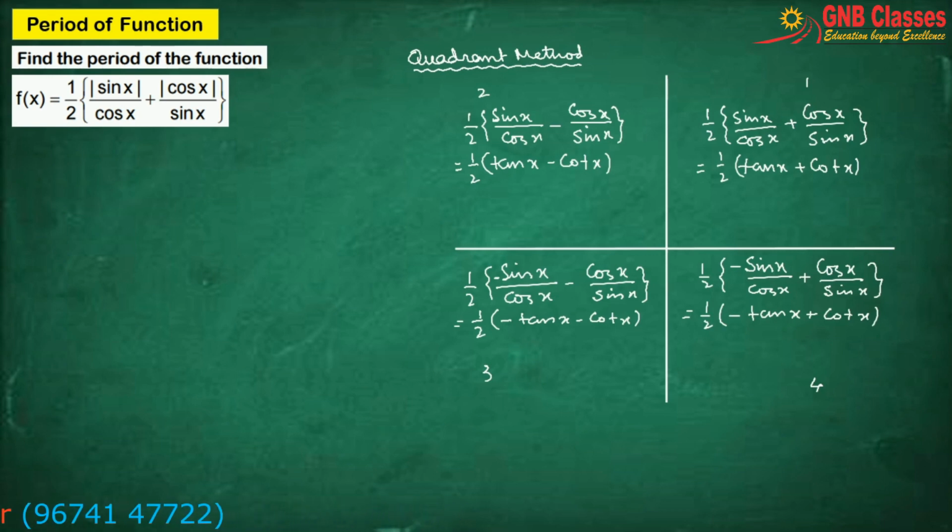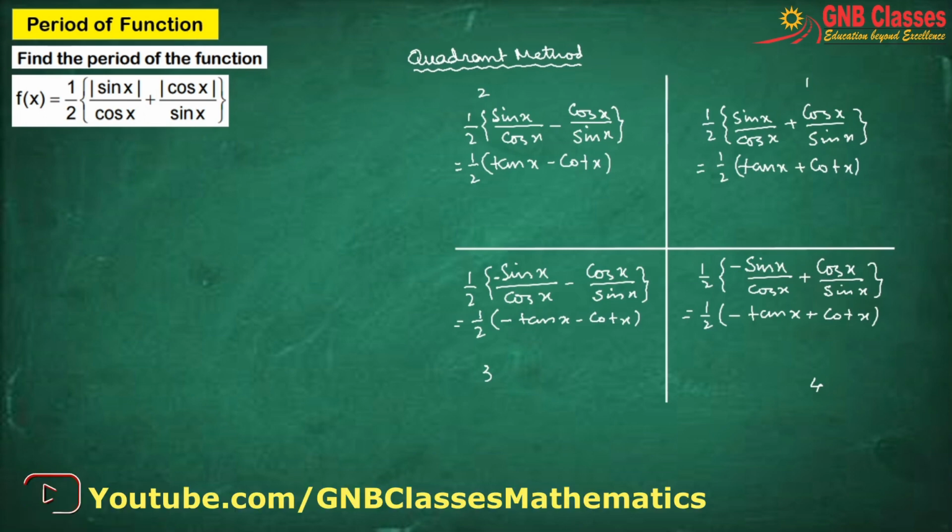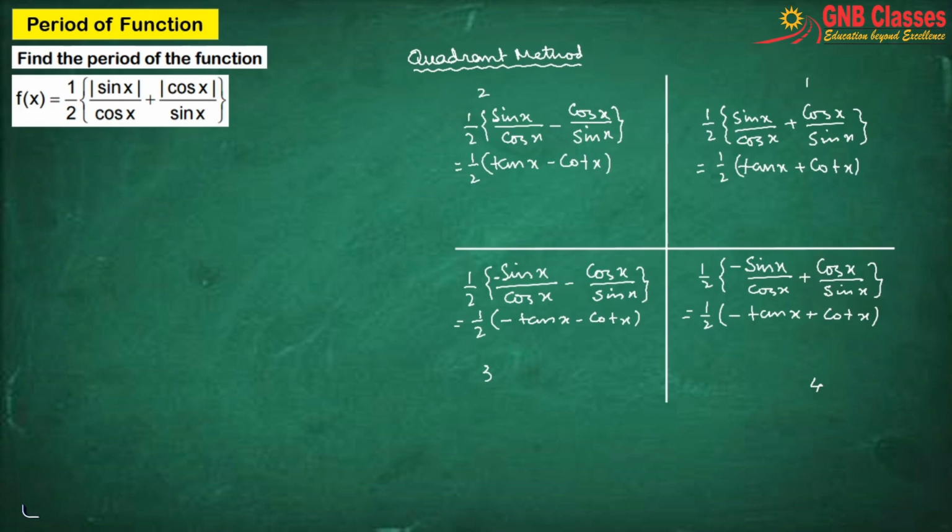So what I have done in the first step is, I have simply written the function in each quadrant and we have removed the mod sign. If in that quadrant the trigonometric ratio which is in the mod sign is positive, we have replaced that mod sign with a positive one, and if that trigonometric ratio is negative in that quadrant, we have removed the mod sign with a negative one. That much we have done right now. Is it clear? So this is the first point to be noted.